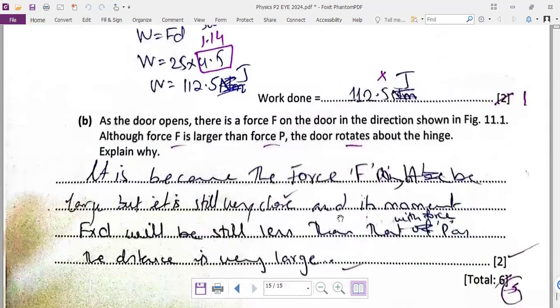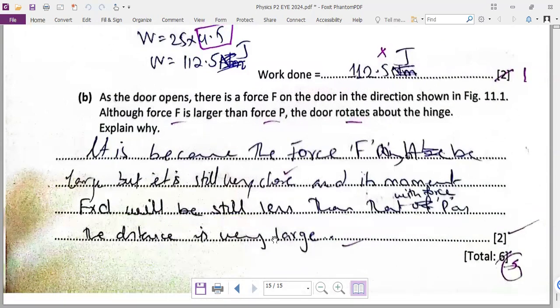And then the last part: the door opens, force F on the door, also F, although F is larger, the door rotates about the hinge Y. So it is because the moment will be less, still less, even if the force is larger, because of the distance. Okay, so that ends the paper. Thank you very much.